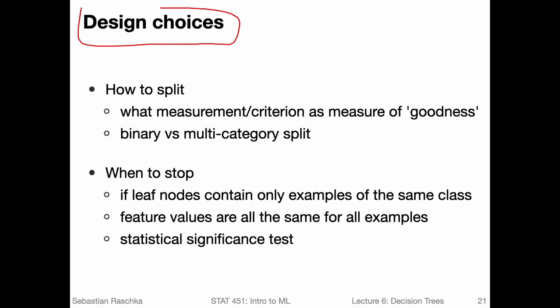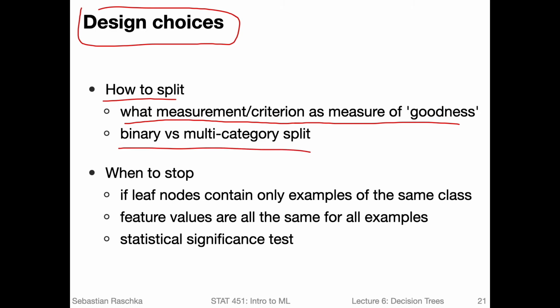Now, there are different design choices that we can make when we develop decision tree algorithms. One design question is centered around the question, how do we split? A sub-question for that would be, what is the criterion for splitting a node? How do we measure or compare different splits to find out what a good split is? In the next video we will talk about 2 different measures, entropy and Gini impurity, for measuring the goodness of the split. The second question is related to whether we should use a binary or multi-category split.